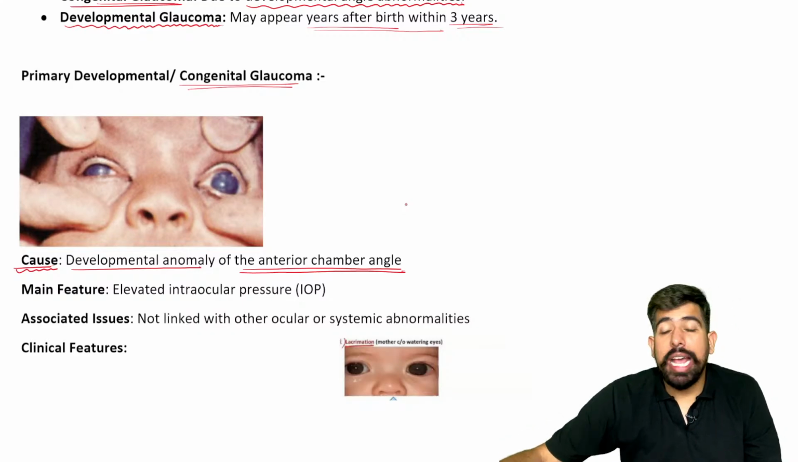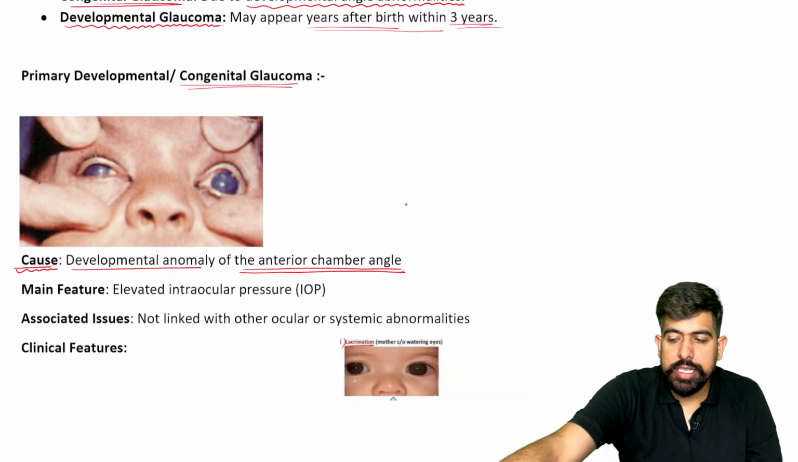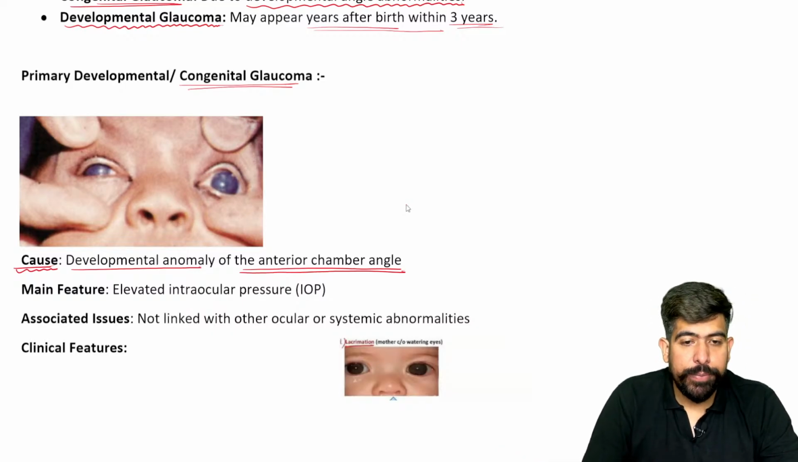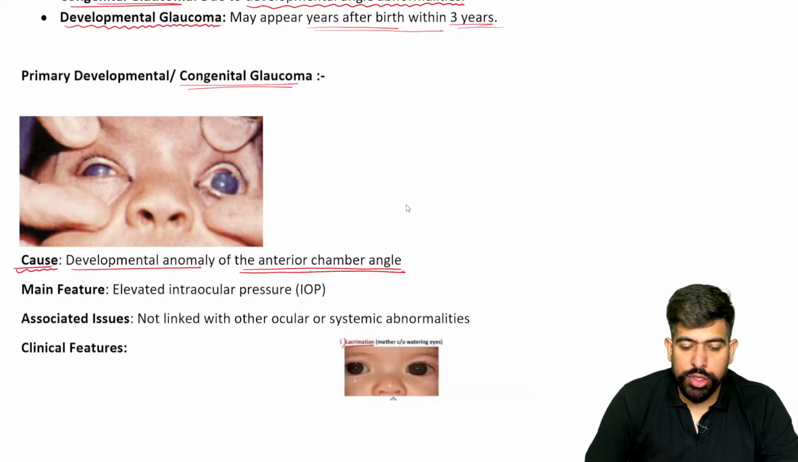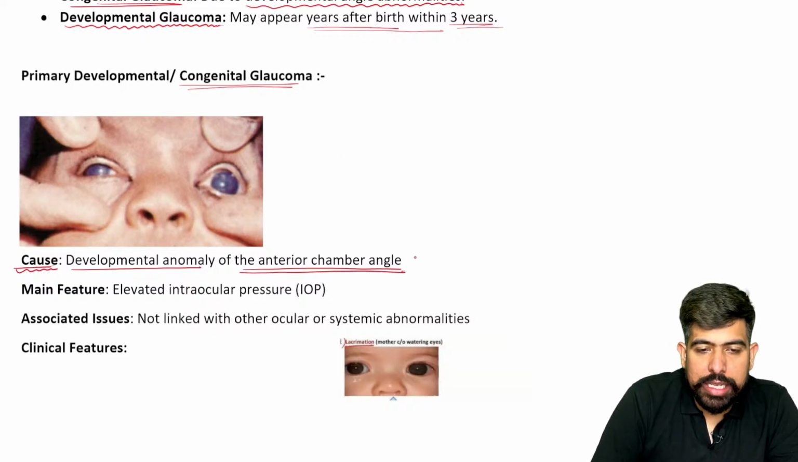Also, we talked about how this aqueous humor is maintaining the intraocular pressure. So please remember, if the angle of anterior chamber is closed, there will be an increase in aqueous humor accumulation. Due to this aqueous humor accumulation, there will be an increase in the intraocular pressure.